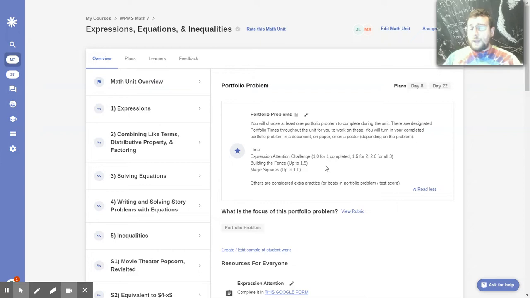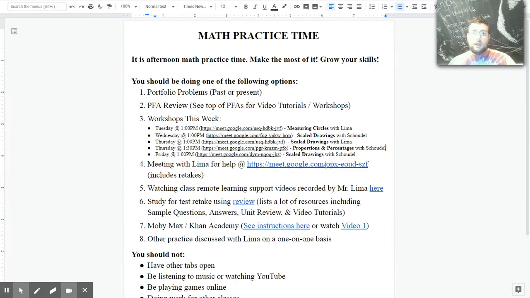If you're having problems with any of these portfolio problems, send me a message through email or come see me in office hours and I'll try to help you out. The next thing I want to talk about is you're also supposed to do 1 to 2 hours of practice every week on Monday and Friday. You don't have to, but Tuesday, Wednesday, and Thursday from 1 to 1:45, that's when you're supposed to be doing that. So as far as math practice is concerned, this week I would focus on trying to finish the portfolio problem or work towards passing a PFA.